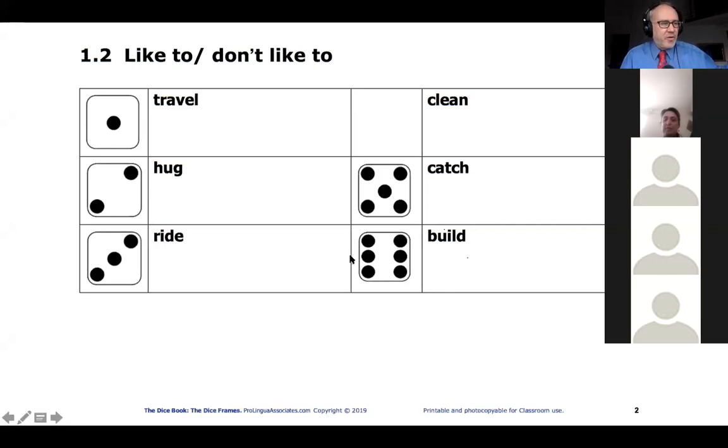Let's roll one time for the group. I've now rolled a 5. What do you like to catch or not catch? I have a feeling people are going to say, I don't like to catch the virus. I would like to catch a golden fish. That's really cool. Ladybugs. Yep. Catch the metro. So you like to catch the metro, Scott? Or you don't? He likes it. Okay, good. Excellent.